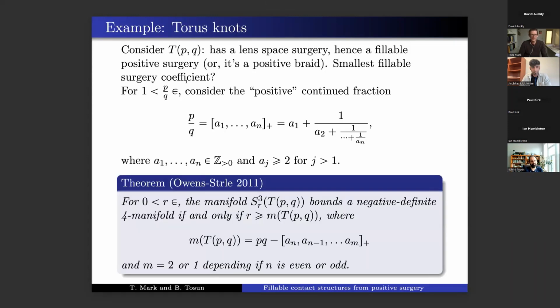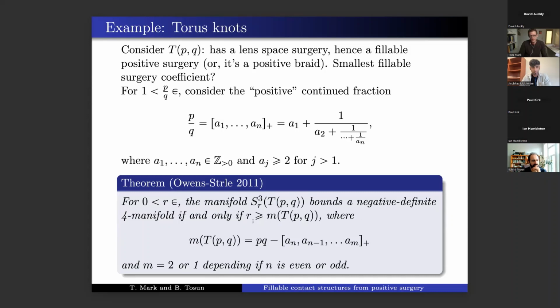Well, the answer is the following. Here's the starting point to the answer. Suppose you do a continued fraction of P over Q, but I'm going to do the positive continued fraction because it turns out that's what we need. So it's not like what you usually do if you're thinking about Kirby calculus, but okay, that's what we need here. So we're doing a positive continued fraction expansion. And then Owens quite some time ago determined exactly when a surgery along the torus knot bounds some negative definite four-manifold.